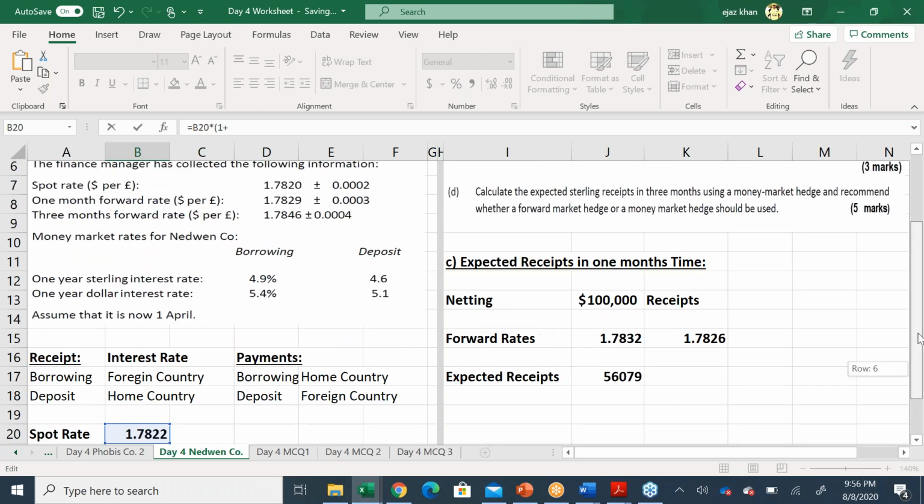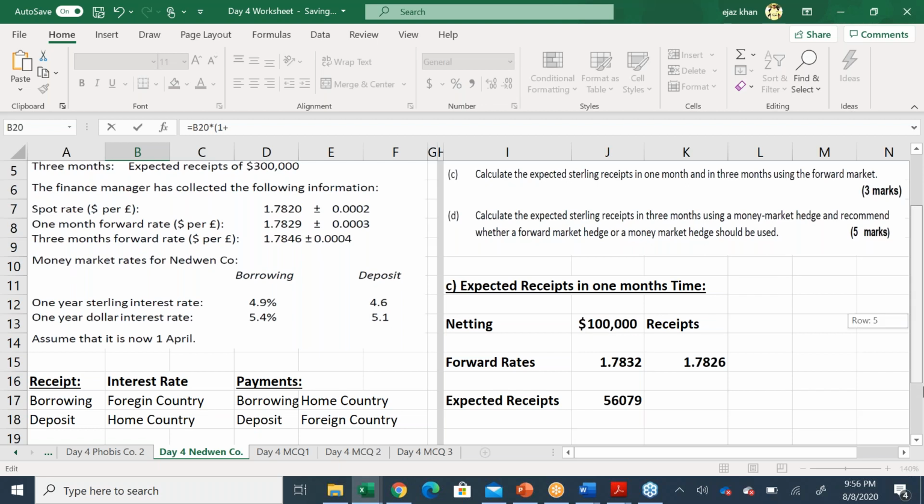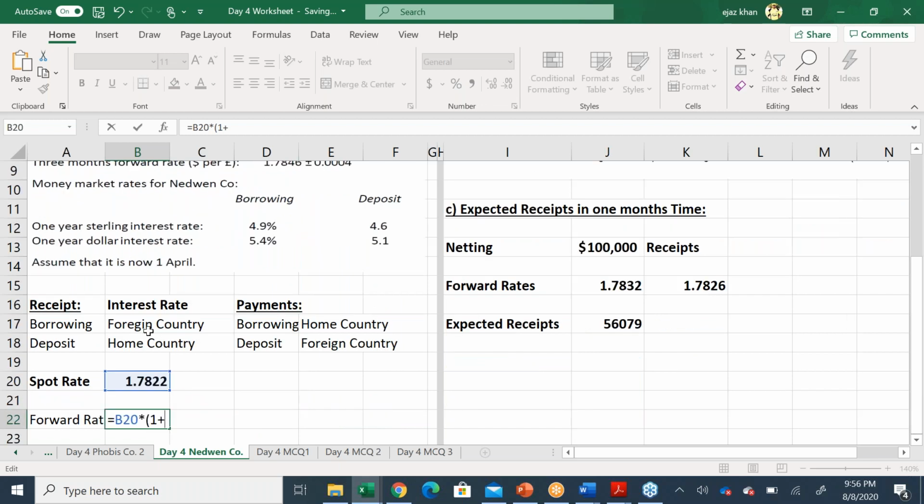These are the annual rates and we need it for 3 months. So first of all, go to the foreign country, the US dollar borrowing rate. Which one is the US borrowing rate? The 1 year dollar interest rate, that's the borrowing and that's the deposit. We need the borrowing one, 5.4%. It should be divided by 4 because 3 months means a quarter. To calculate a per quarter rate, we need to divide it by 4.